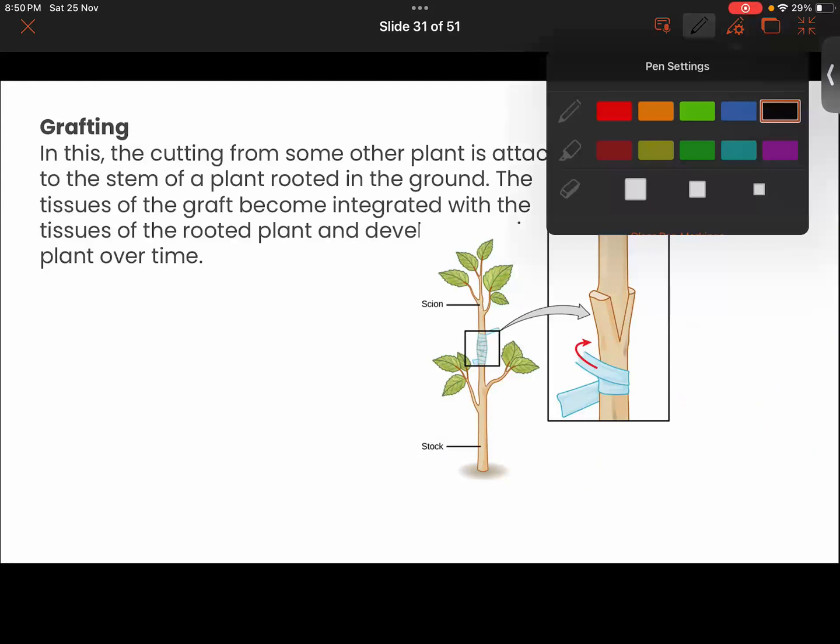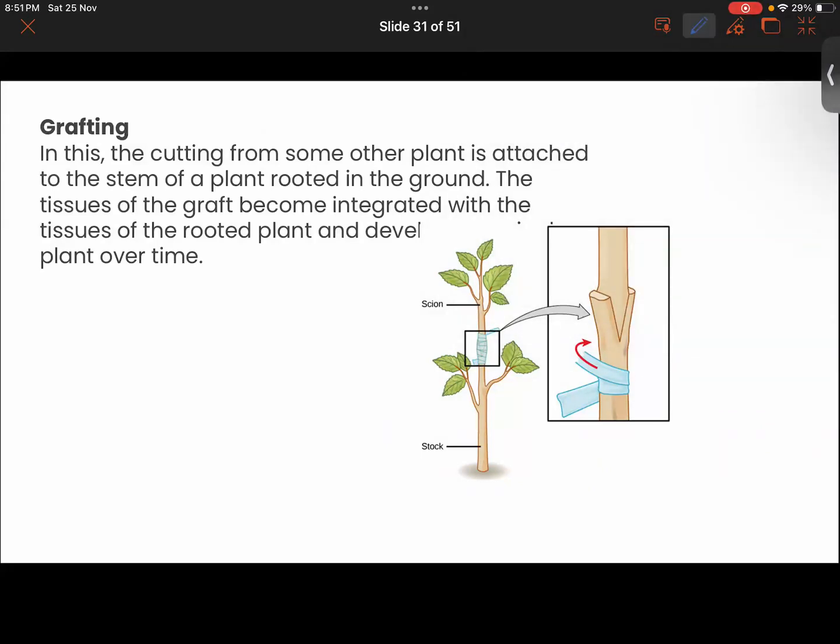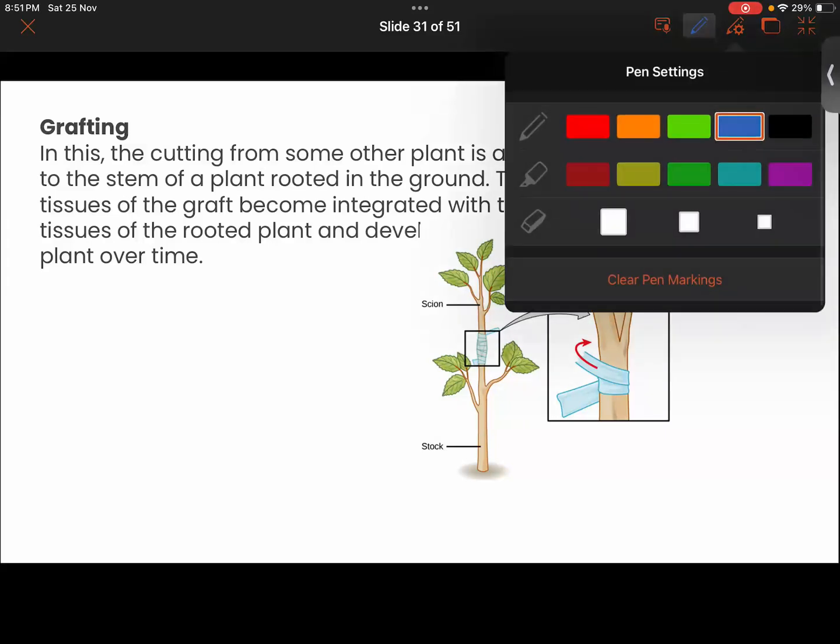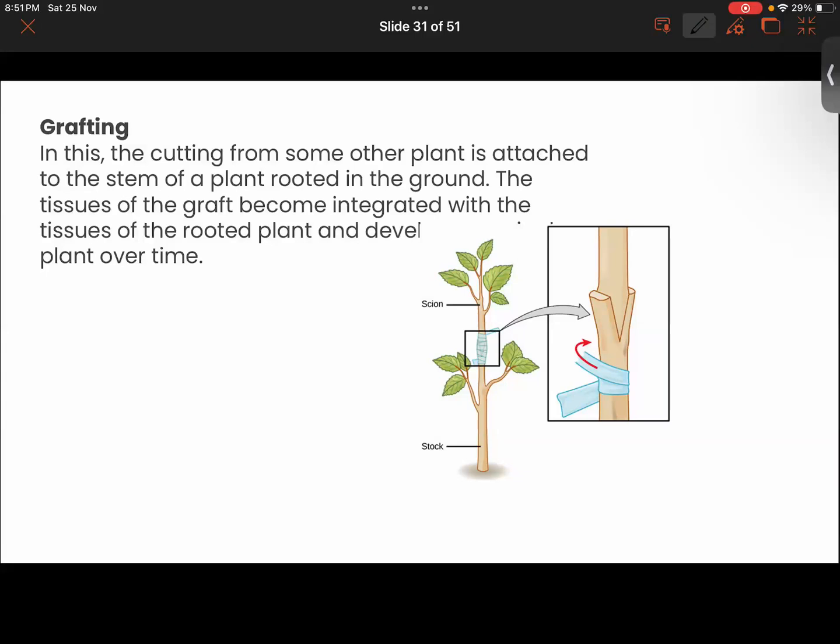Then we come to the second method of artificial vegetative propagation, grafting. We have discussed it, just in brief, but not in detail. So here we'll be discussing it in detail, even if I touched this point before. So look over here.